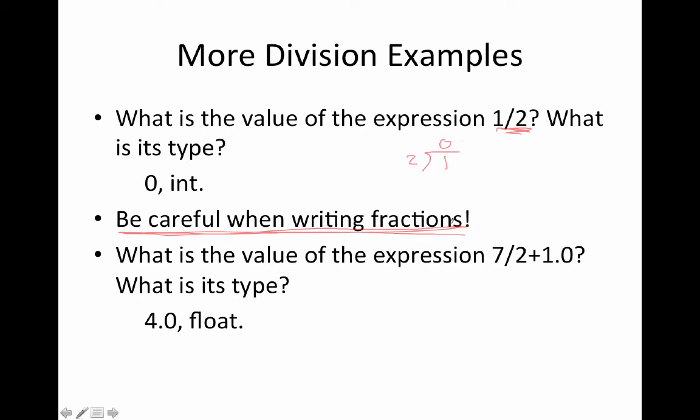Here's another example. What's the value of the expression 7/2 plus 1.0? 7/2 is again whole number division operator. 2 goes into 7 3 times, so we get 3 as a result. Then we take the 3 and add a real number 1.0 to it, so that becomes the real or a float number 4.0.